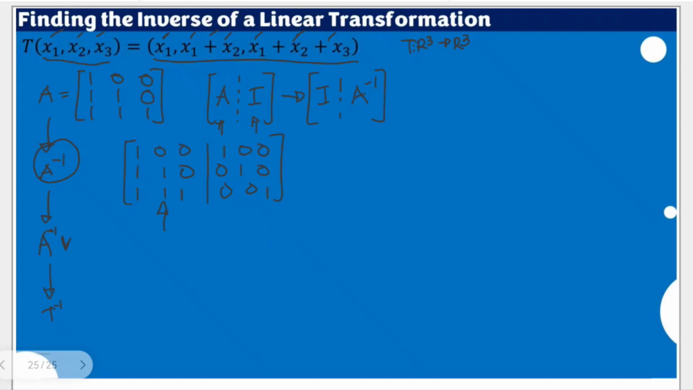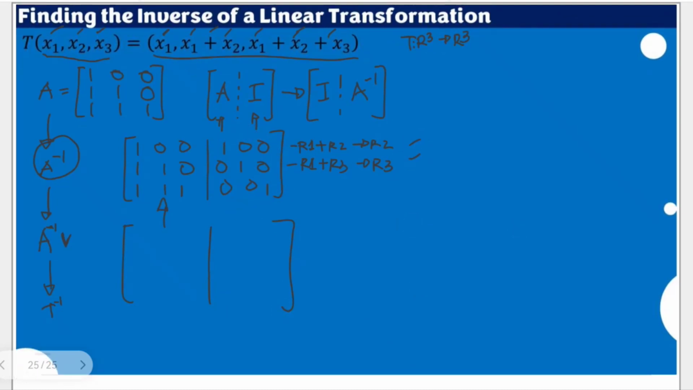So applying negative 1 to row 1 plus row 2 for a new row 2, and negative 1 of row 1 plus row 3 for a new row 3. With this, take note that this operation should also affect this second matrix here, because that should be the inverse of A that we're going to have later.